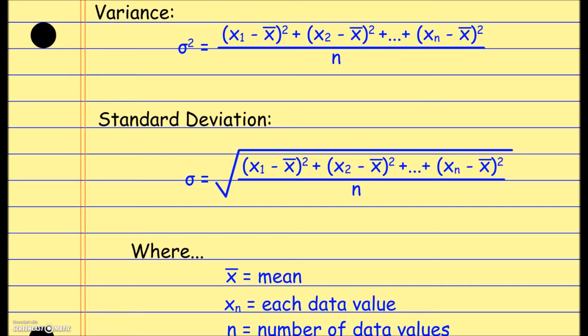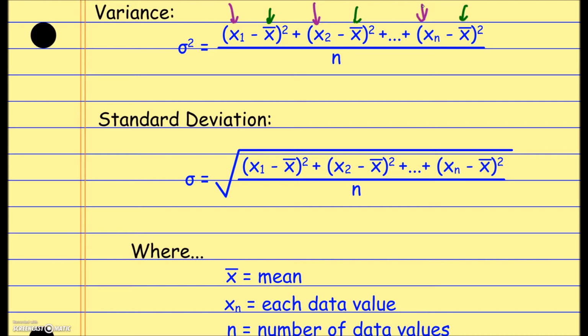As we look at these formulas, that x with a bar over it that we see popping up all over the place, that's just our mean. Essentially, x bar is the average of x, which equals the mean. So this is the mean, this is the mean, this is the mean. Okay, x sub n is each data value. So when we see something like x sub 1, we're saying the first data value. X sub 2 is the second data value, the third data value, the fourth data value, and so on and so forth.